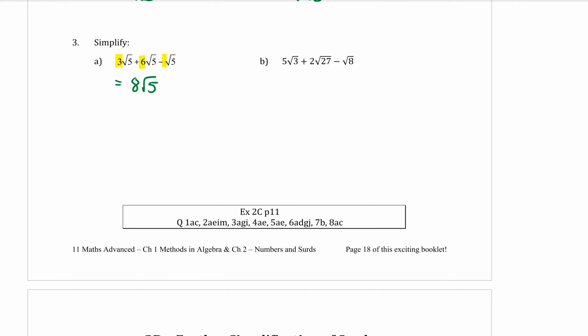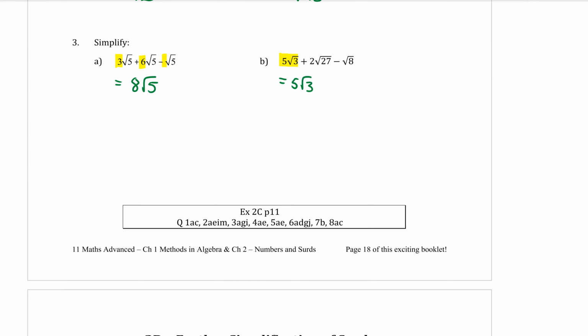In part B, none of those surds are currently the same, but we should always be looking to see if we can simplify, and maybe they will become the same. Okay? So the first term I have there, the 5 root 3. 3, that's not going to divide by one of my perfect square numbers. That cannot be simplified. So 5 root 3.